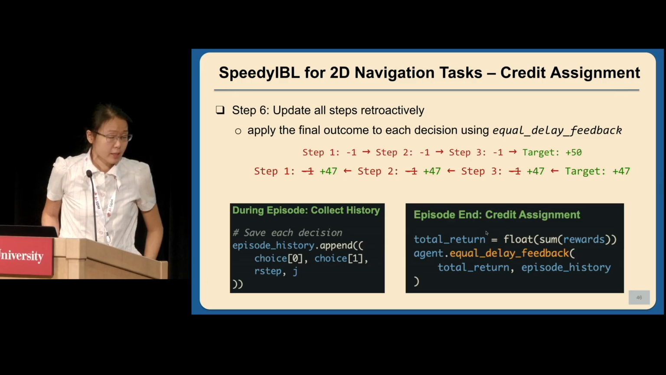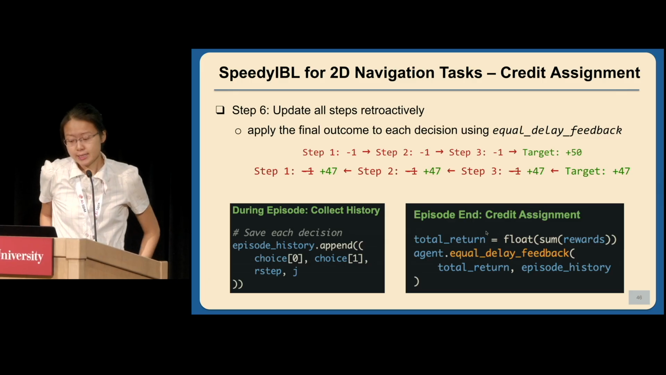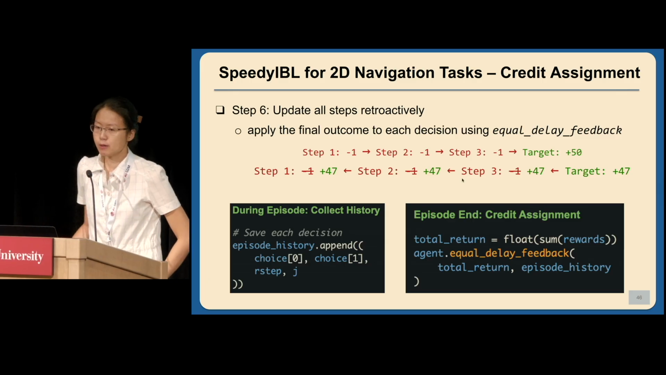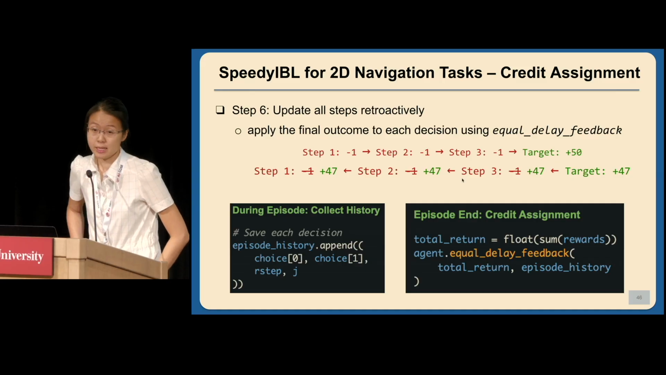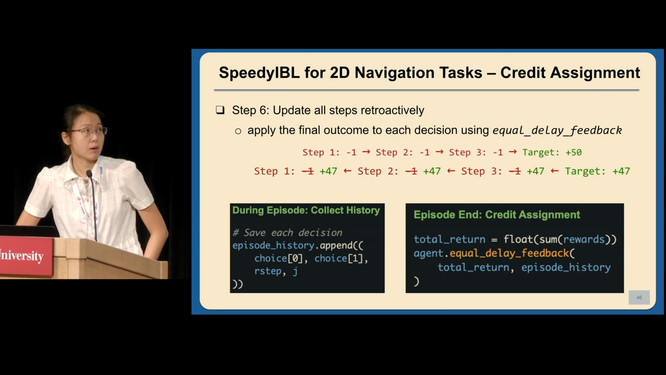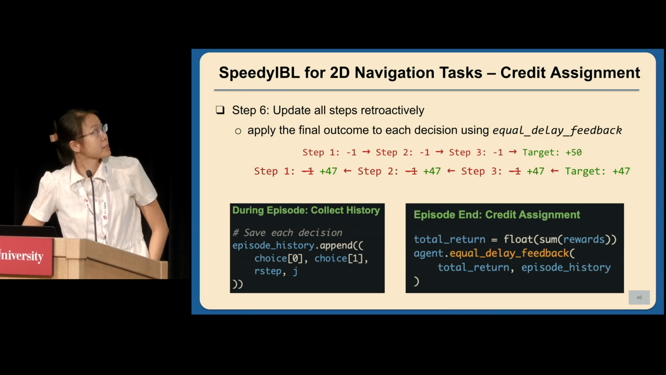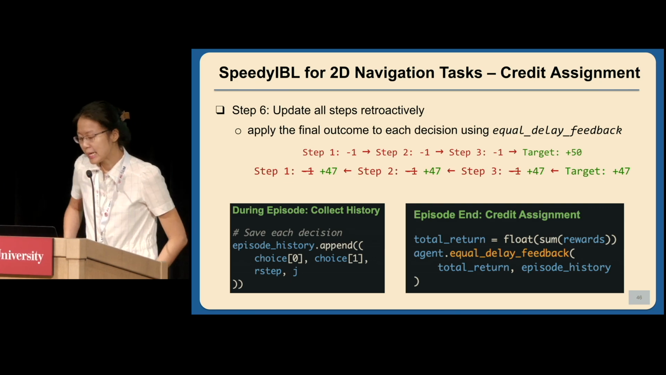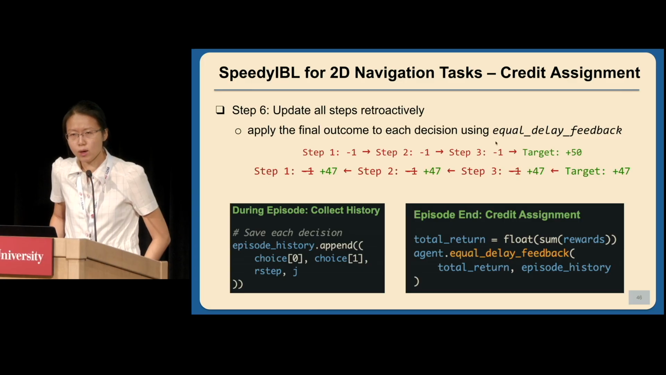Okay? And that's what we call credit assignment. There are different ways for credit assignment. I think there's research going on in this area. But here in SpeedyIBL, we just implement the most basic one. We call it equal delay feedback credit assignment.